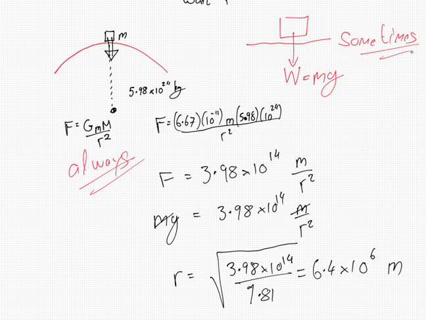And in fact, you could prove that formula using Newton's formula, F equals G M m over r squared. You could prove it, but we won't do that. Or you can do it at home if you want. Or I can do it next time.